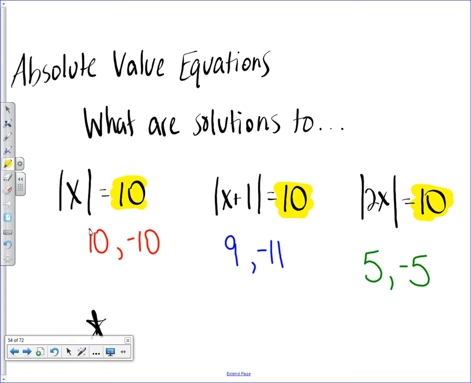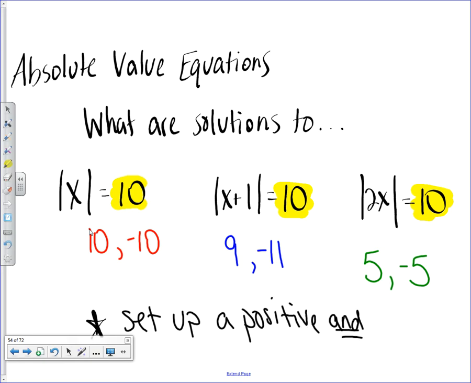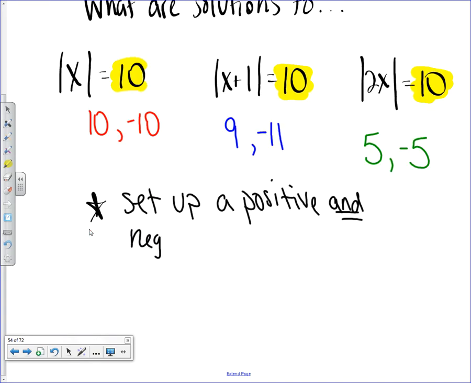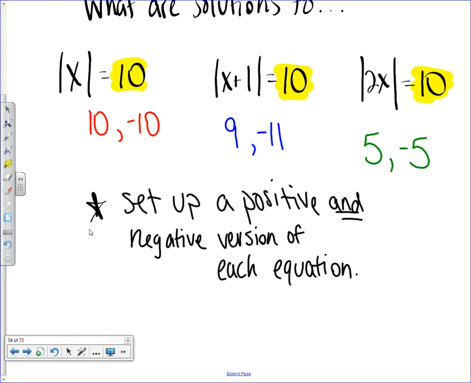So basically, I'm going to be setting up a positive, and, keyword there being and, negative version of each equation. And that's how we're going to get our two answers. We're going to have two equations that have to be solved, a positive version and a negative version. Now, that doesn't mean that I have to have a positive answer and a negative answer, okay? But I am going to set up two different versions to get my two answers that will work.